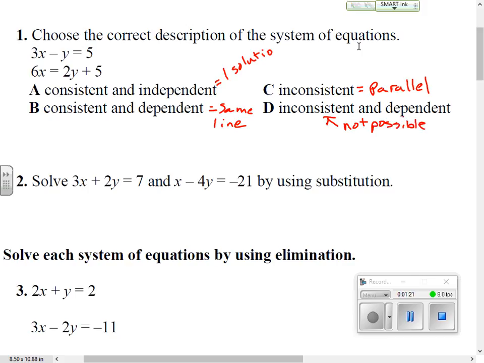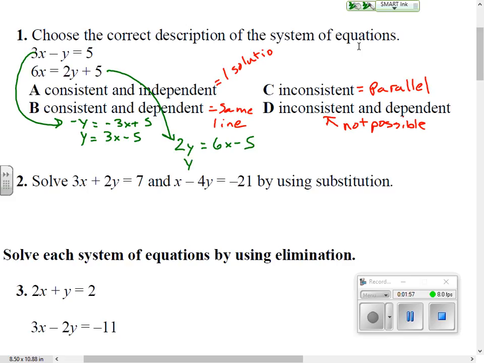So when we look at the two equations, we set them up into slope-intercept form. The first one would become negative y equals negative 3x plus 5, and then divide by negative 1 would be positive y equals positive 3x minus 5. The second equation, we write it as 2y equals 6x minus 5. Then divide everything by 2, and y would be 3x minus 5 over 2, or 2.5.